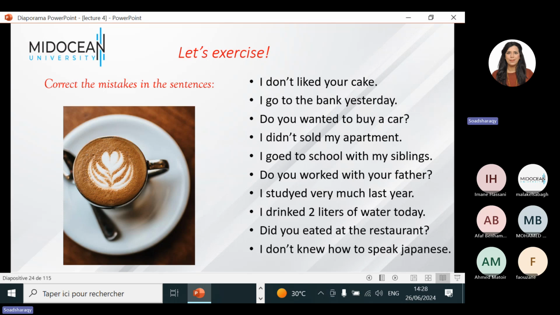So there is a mistake here. Look at the verb here. It's a negative sentence. The simple past is "I didn't like your cake." Okay, so the correct sentence is "I didn't like." It's okay? Number 2, can you do number 2? Example number 2.